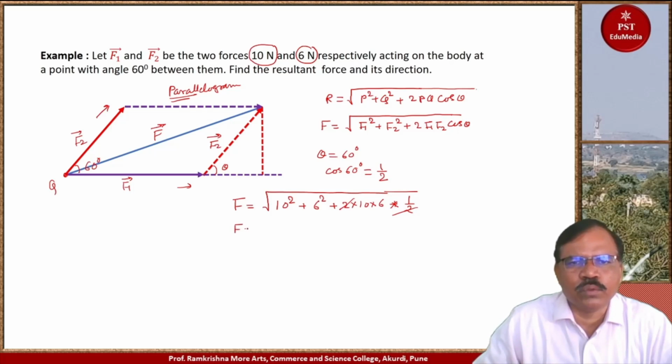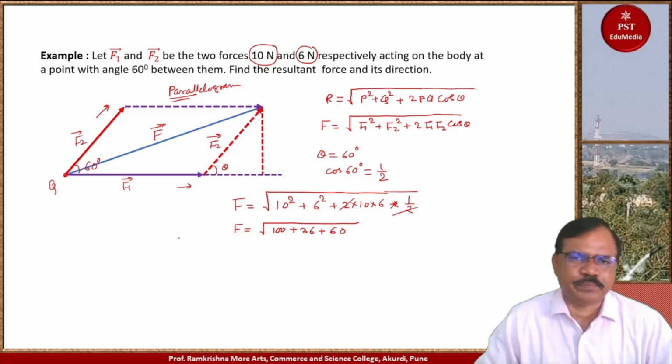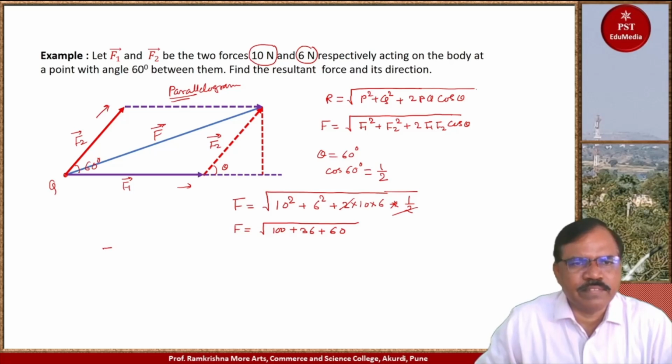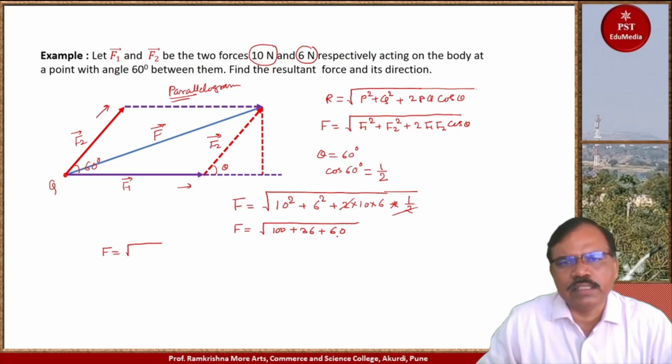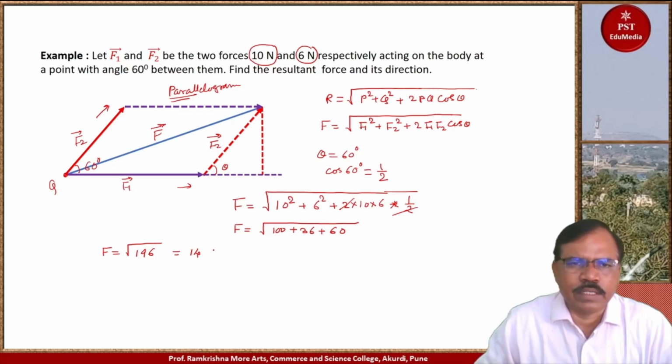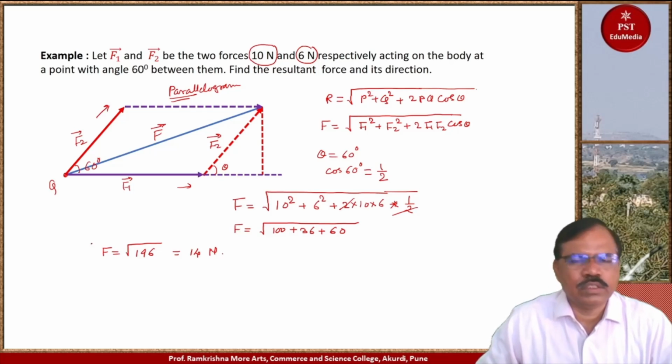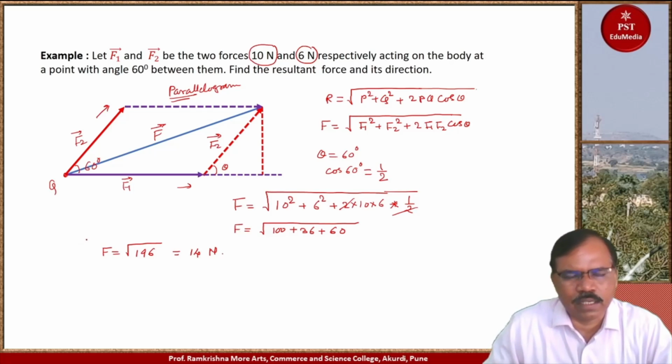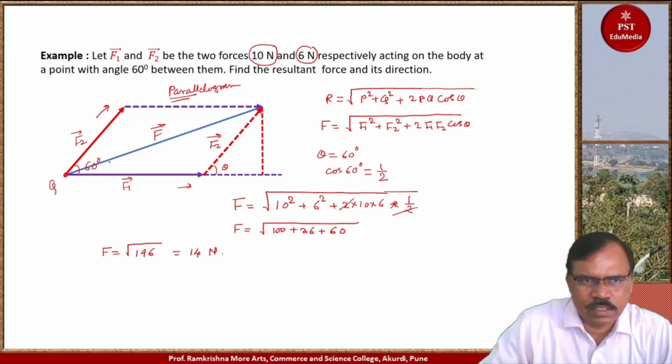So F is equal to square root of 100 plus 36 plus 60. So you will get F is equal to square root of 196. So 196 means this is what? 14. So 14 Newton. So this is the resultant force. Now we have to find what?